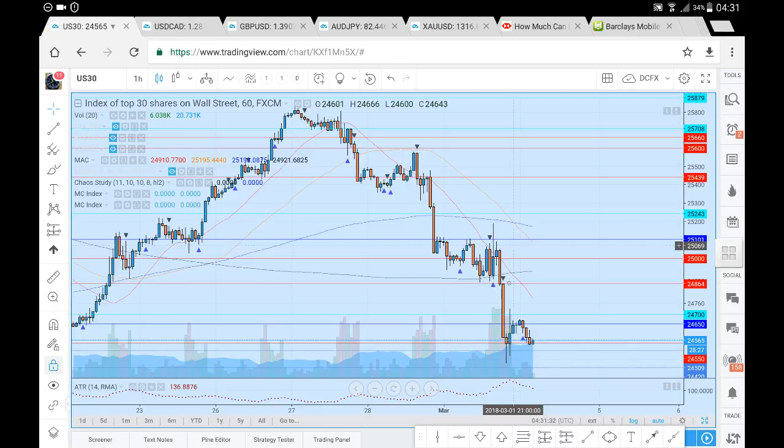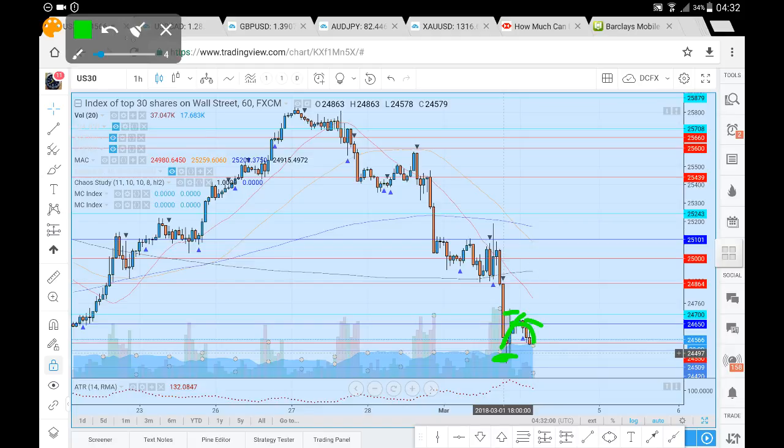Now we did trade as low as 24,441. Sorry, we did trade as low as that before seeing some buy side momentum come back into the market, taking us up towards that 24,700. Now we do appear to have turned around a bit here.